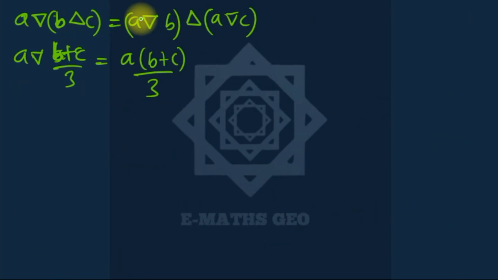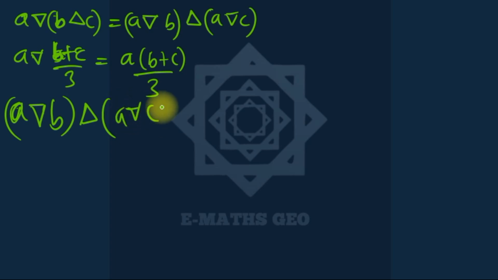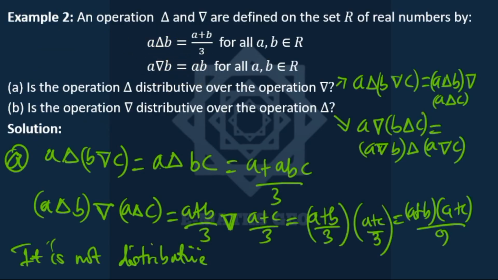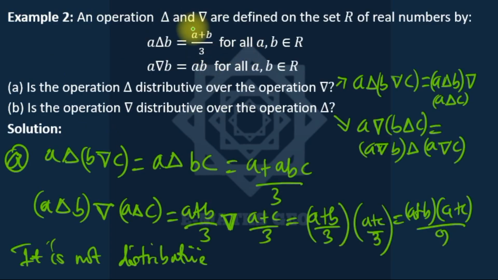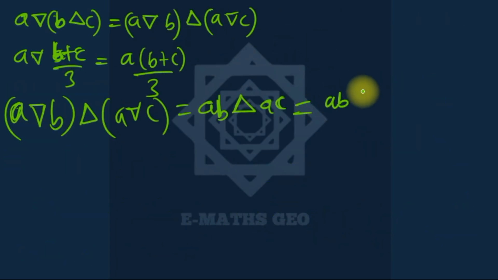With the left hand side done, let's try the right hand side. So (A upside down triangle B) triangle (A upside down triangle C) is now equal to: A upside down triangle B is AB, as you can see, and A upside down C is AC. So using triangle for AB triangle AC, the triangle is A plus B over 3, so we have AB plus AC over 3, which is A bracket B plus C over 3.